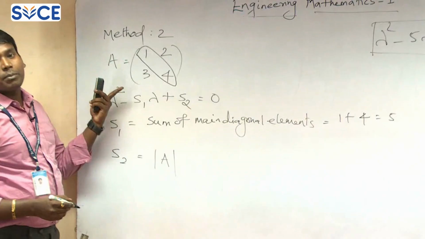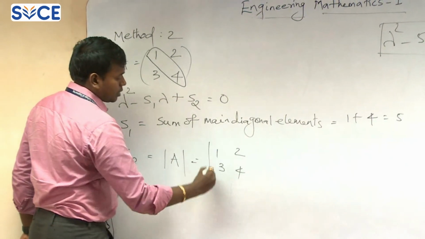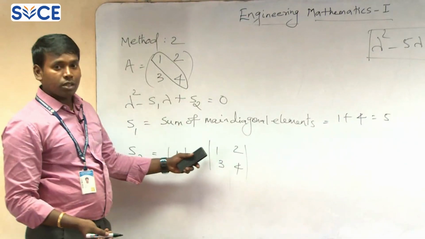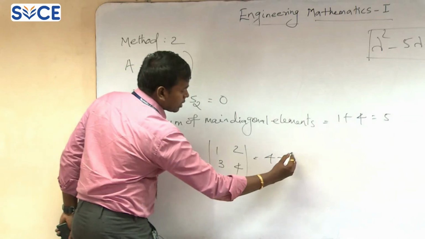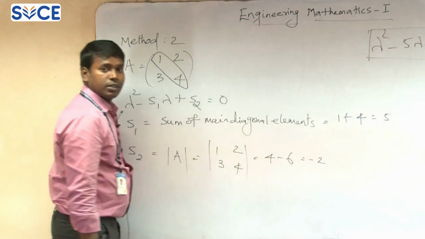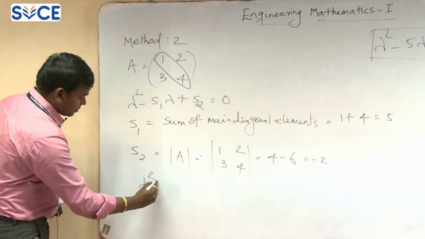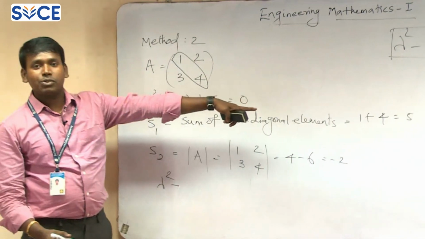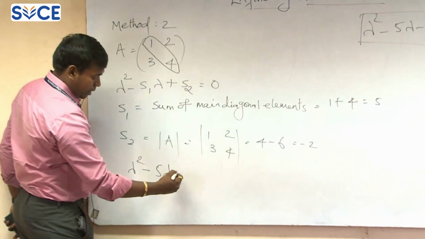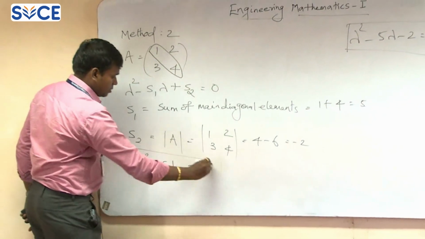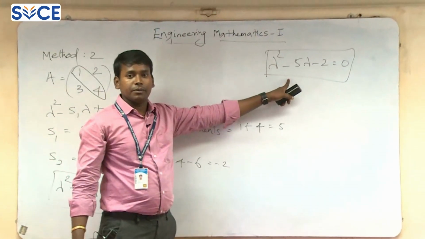Now second one, the determinant of A. So the determinant of A, that is 1, 2, 3, 4. As usual, multiplication first up to down, then down to up. So 4 minus 6 is minus 2. That's all. Substitute these values into your formula. So the answer: lambda square minus S1, S1 is 5, so 5 lambda plus S2. S2 is minus 2 equal to 0. So the same answer. See, the same.